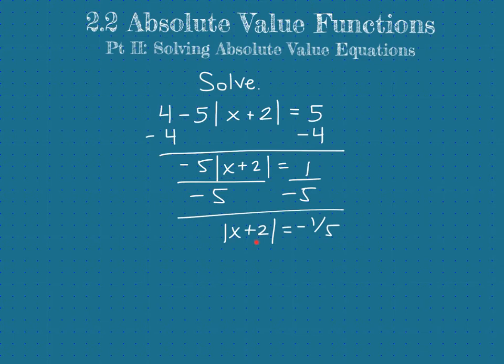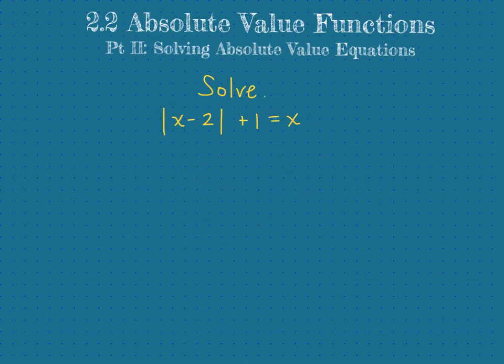Now, can an absolute value ever equal a negative number? No. By definition and our initial equality properties, the absolute value has to either equal 0 or a positive number. Therefore, because the absolute value cannot equal a negative number, this has no solution. By definition, an absolute value is a number's distance from 0, which has to be either 0 or a positive number. Because the absolute value equals a negative number, we cannot proceed any further. There is no solution.